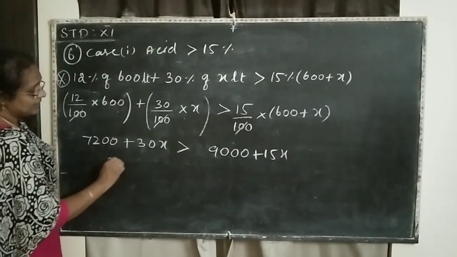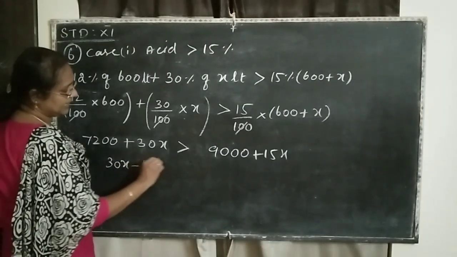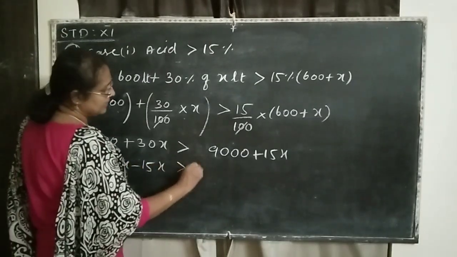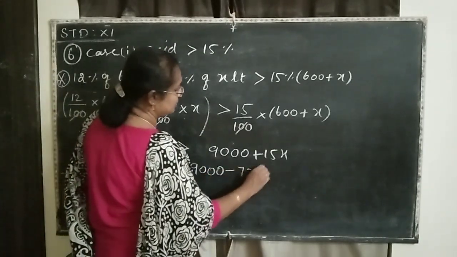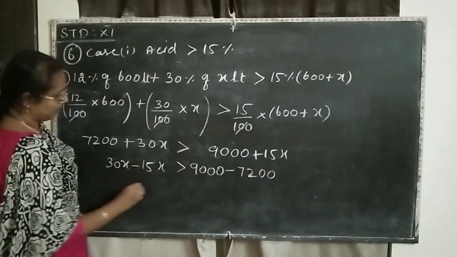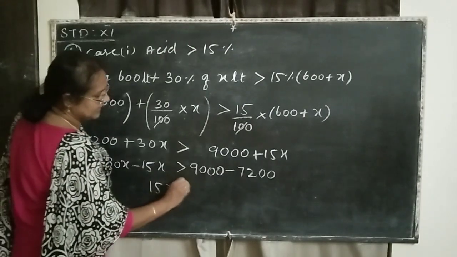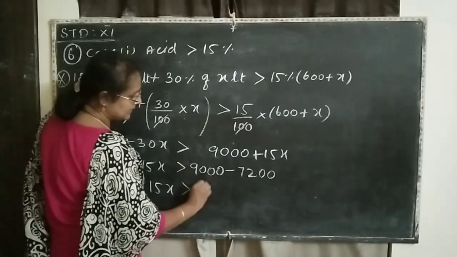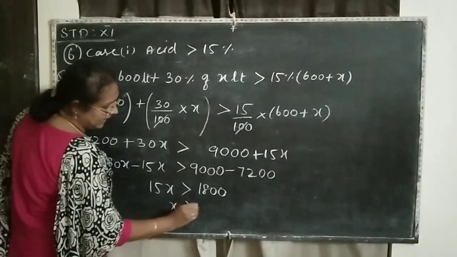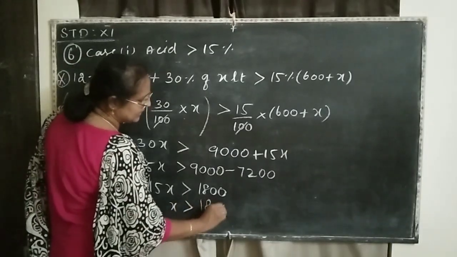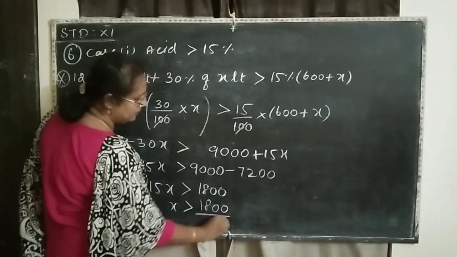So it will become 30x minus 15x is greater than 9000 minus 7200. Yes or no? Okay. Now this becomes 15x is greater than 1800. Yes or no? So what will be? x is greater than 1800 divided by 15.